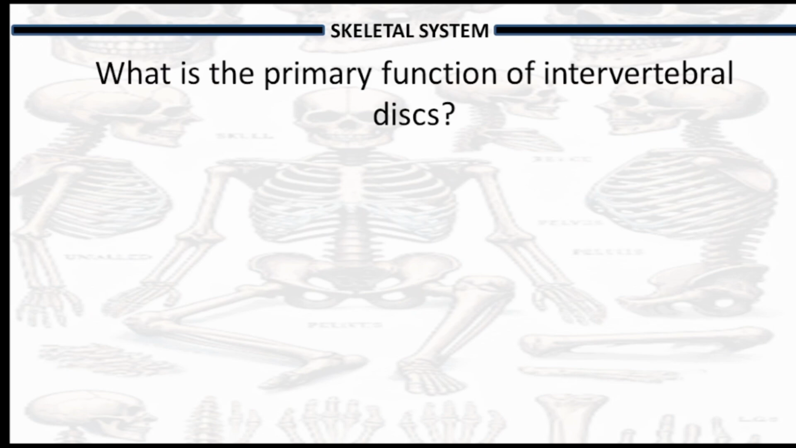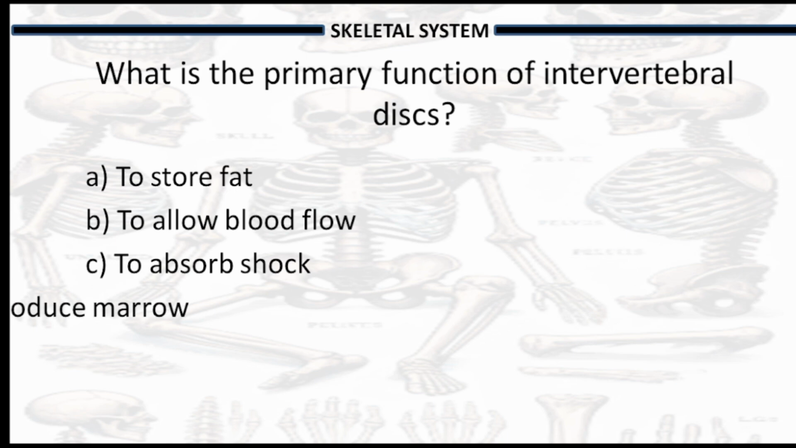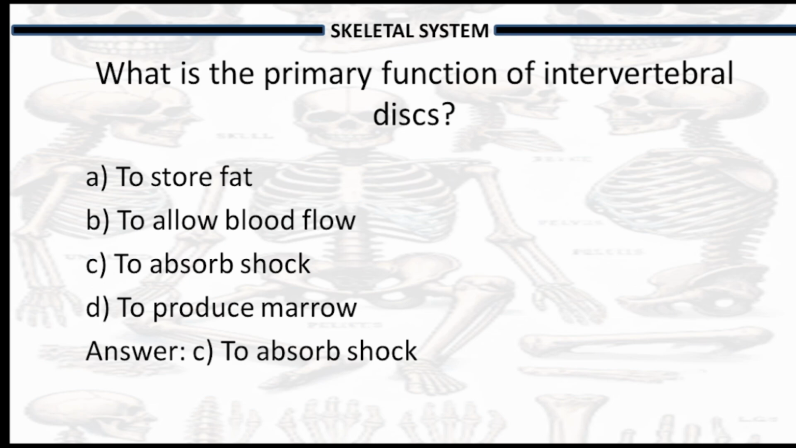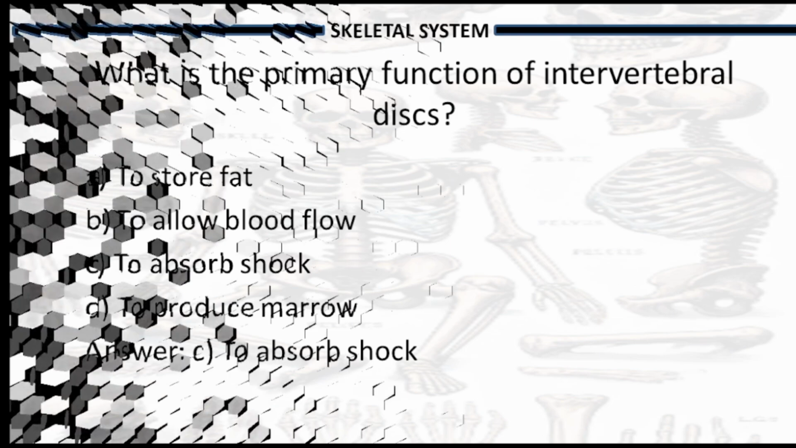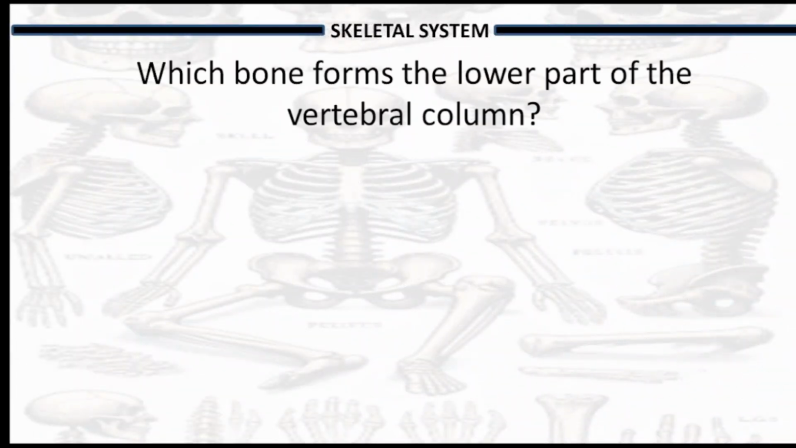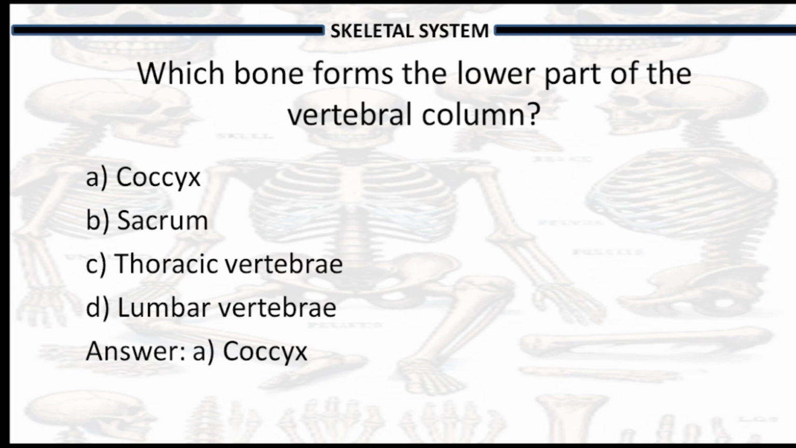What is the primary function of intervertebral discs? Answer is to absorb shock. The primary function of intervertebral discs is to absorb shock. Which bone forms the lower part of the vertebral column? Coccyx.